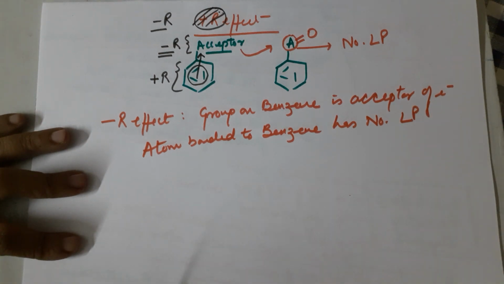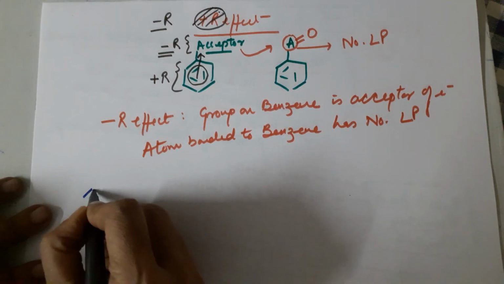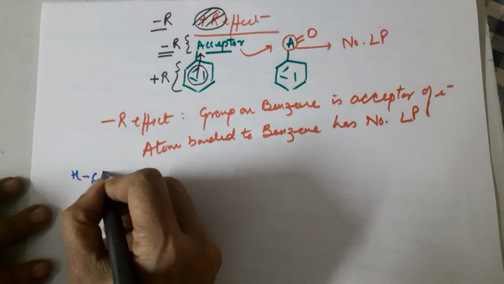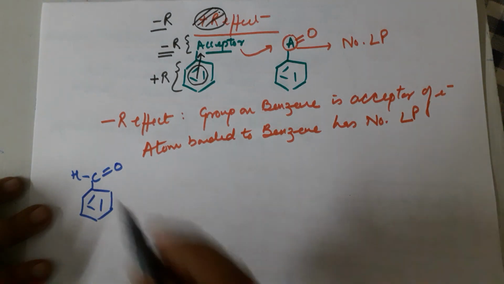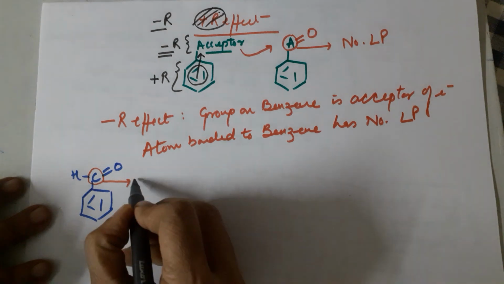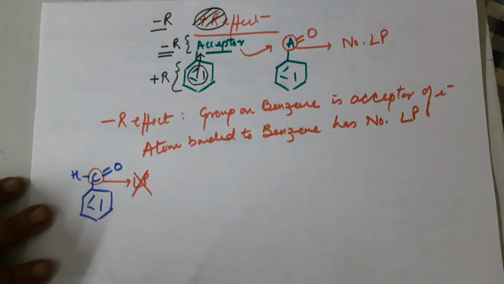This is illustrated by these examples. Let us take the first example, that of benzaldehyde. As you can see, this is benzaldehyde. The atom attached to benzene is this carbon. Please have a look. Does it have a lone pair? There is no lone pair on it.